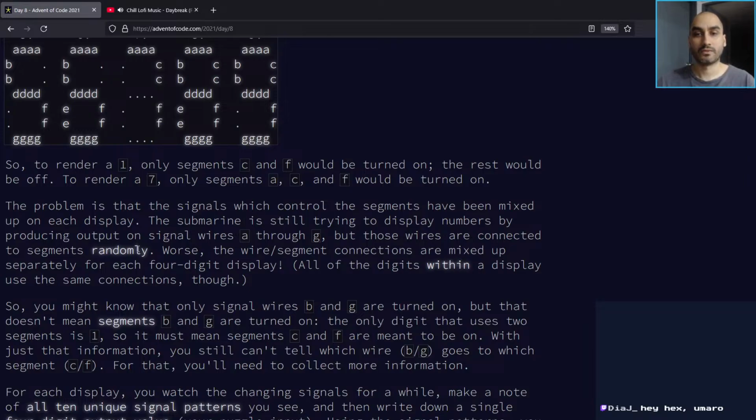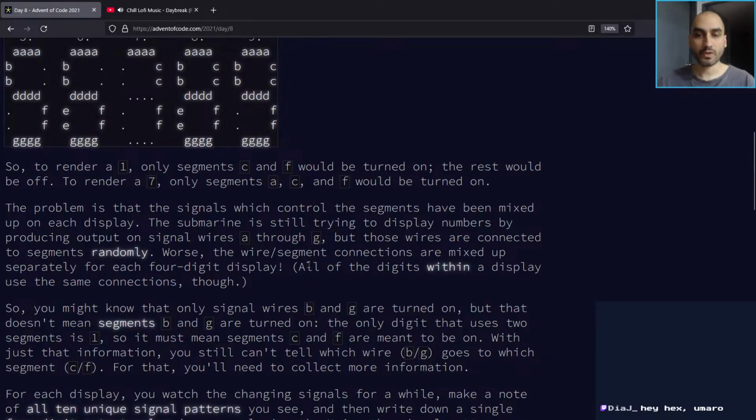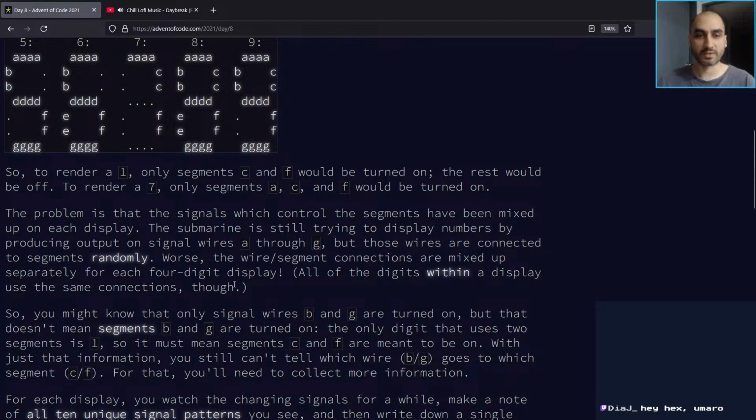Oh no. Worse, the wire segment connections are mixed up separately for each 4-digit display. Hello, DJ. All of the digits within the display use the same connection set.